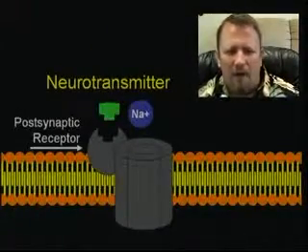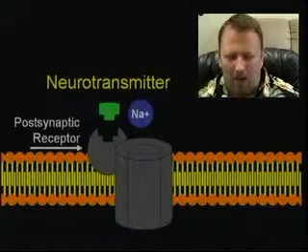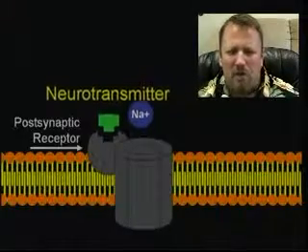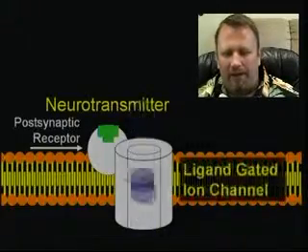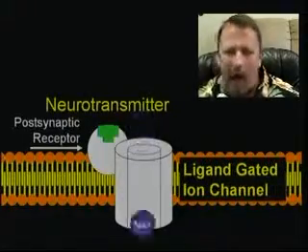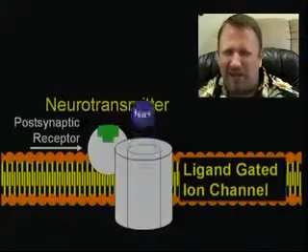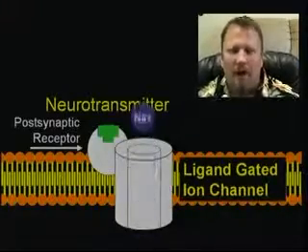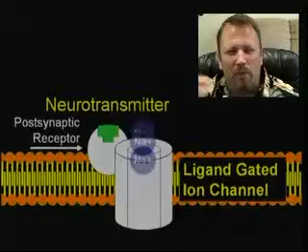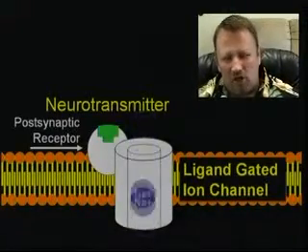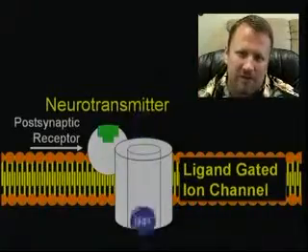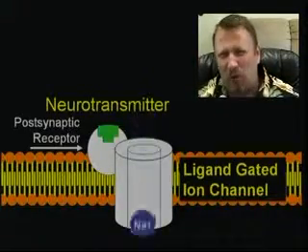And so here I'm at the postsynaptic receptor. Here I have a neurotransmitter activating a sodium channel. This is called a ligand-gated ion channel. Ligand just means any chemical, like a neurotransmitter. Gated means that the neurotransmitter opens the gate up. Sodium is an ion because it's positively charged, and the channel allows the sodium to rush into the cell.